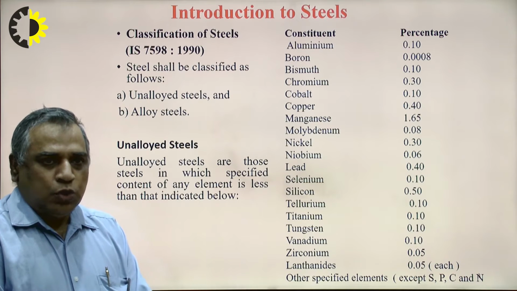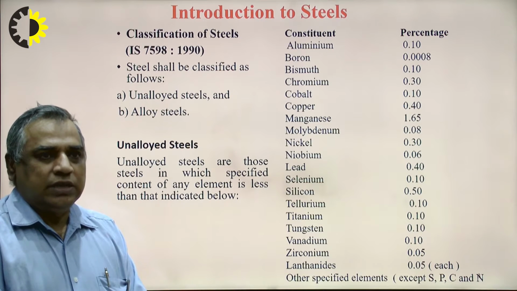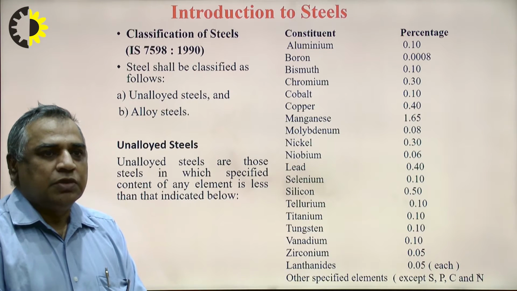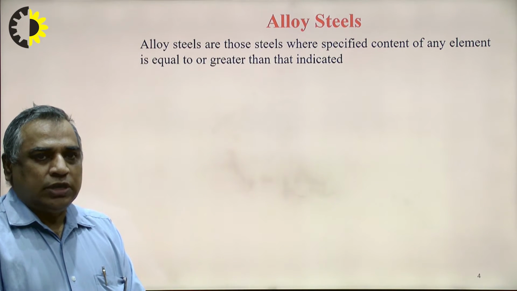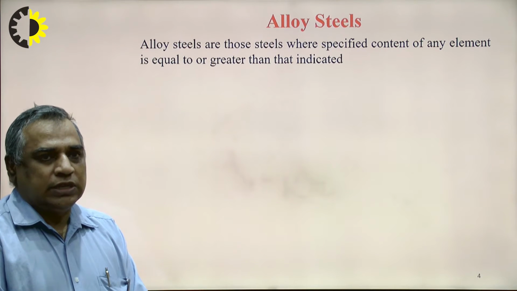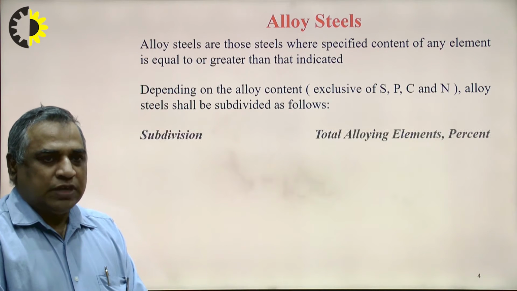Similarly, we can get these percentages in our standard IS 7598 1990 to find whether this is an unalloyed steel or alloy steel. If any element has a higher percentage than the specified percentage, then it will come into the category of alloy steels. Alloy steels are those steels where the specified content of any element is equal to or greater than that indicated in the table. Depending on the alloy content, exclusive of sulfur, phosphorus, carbon, and nitrogen, alloy steels shall be subdivided as follows.